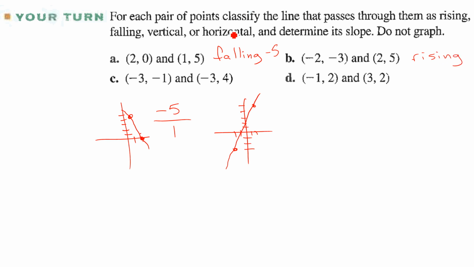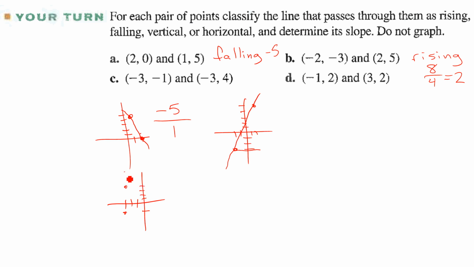We go from -3 all the way up to 5, so that is a rise of 8. And we are going to go from -2 over to +2, a run of 4, so a slope of 2. And then for C, -3, -1, and -3, 4.